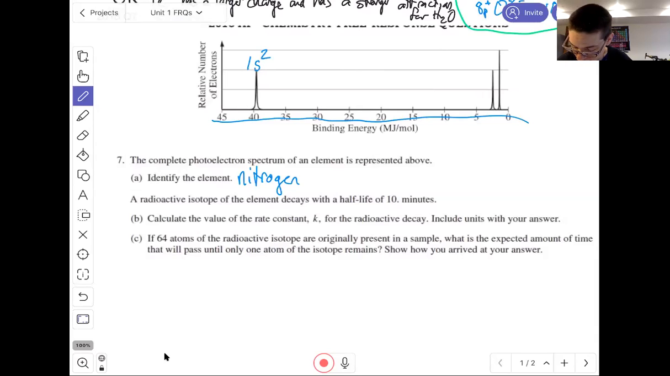This first peak represents 1s2. You will also notice that they've given you a diagram with lines on it. Each one of these lines essentially represents one electron. So 1s2, the next peak has to be 2s2. This would be 2p, and the lines indicate that it's 1, 2, 3. So 2 plus 2 plus 3 is atomic number 7. That's how you know it's nitrogen.